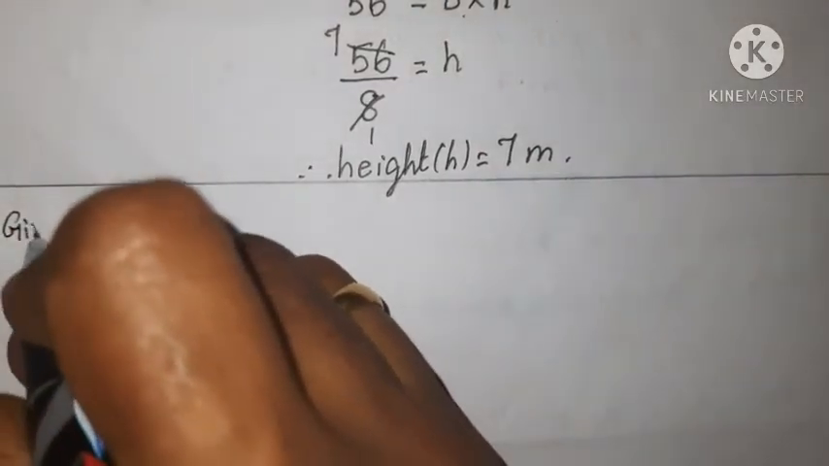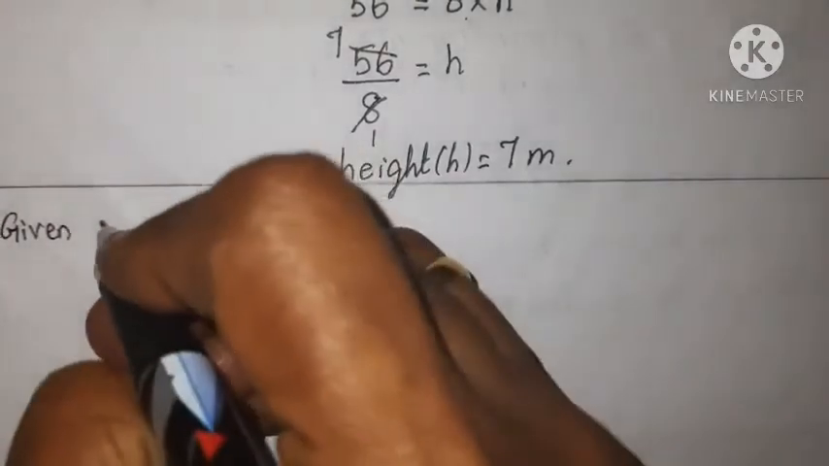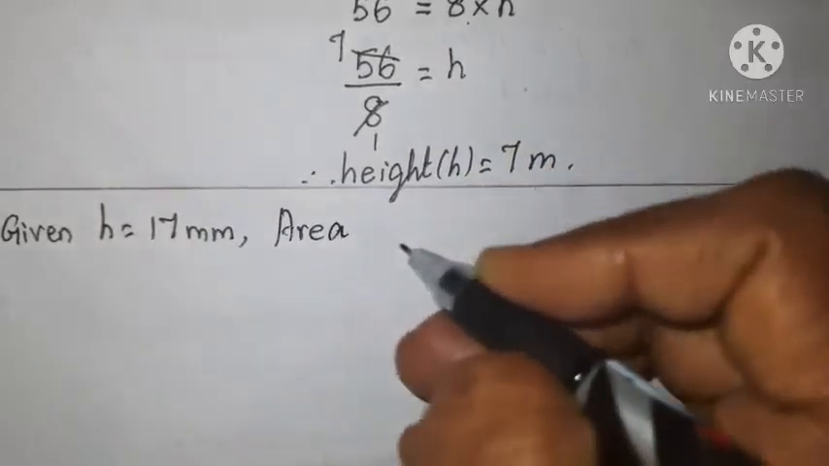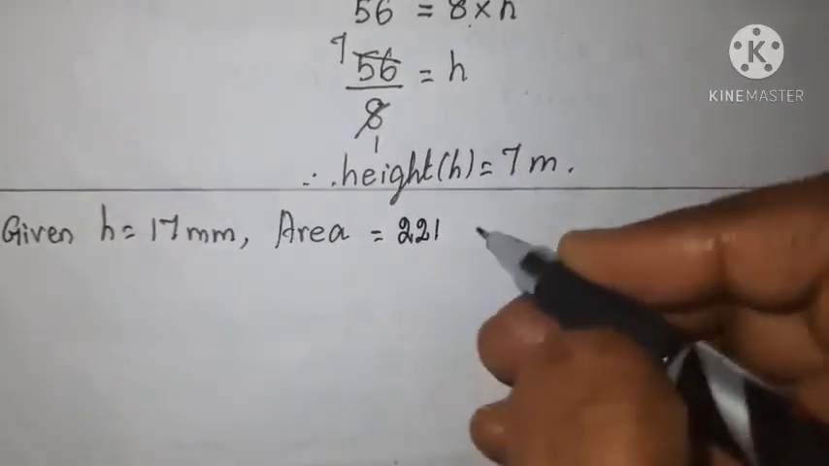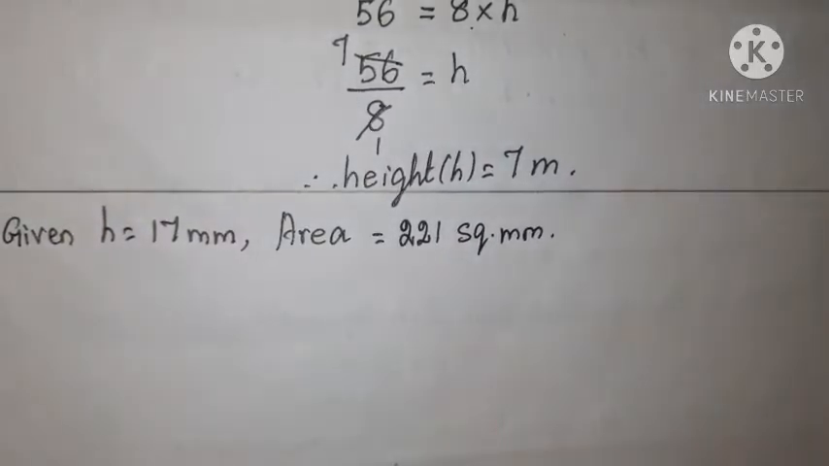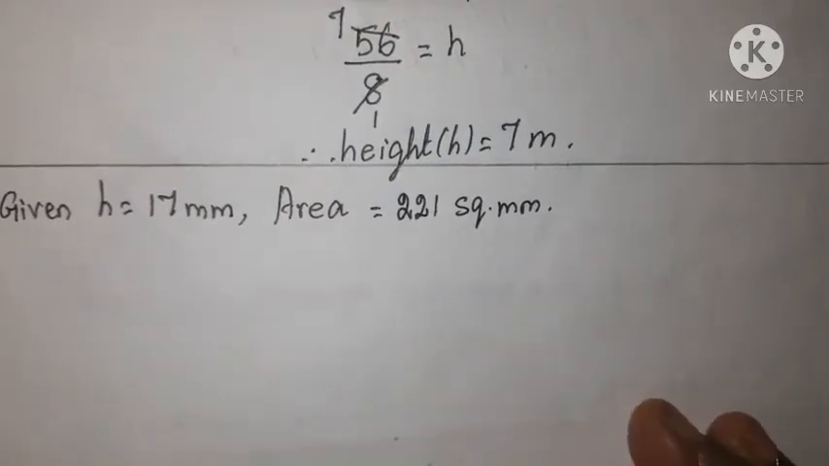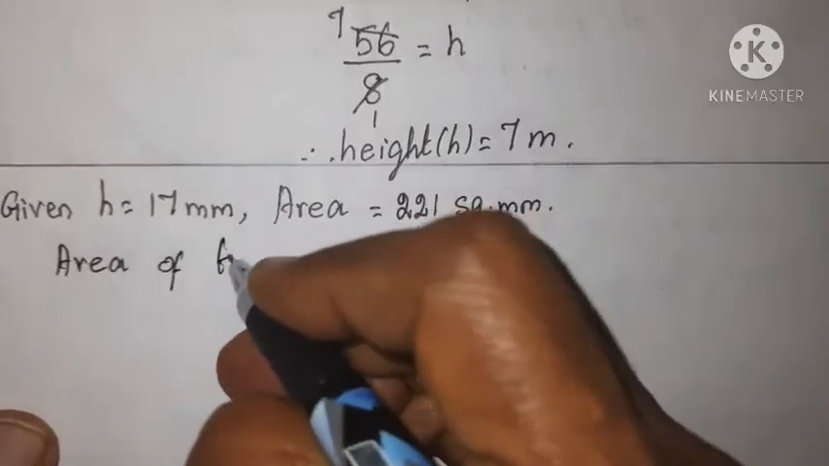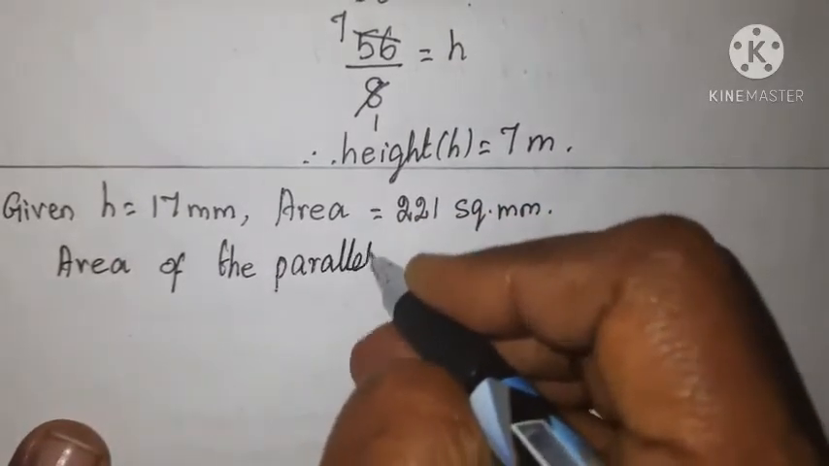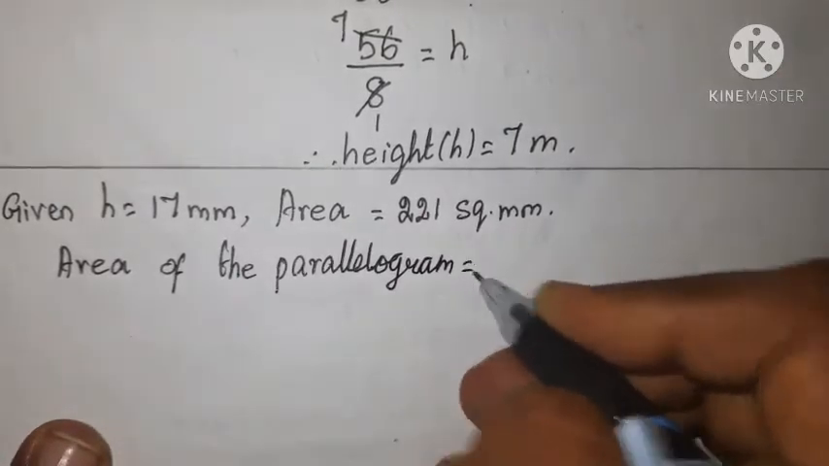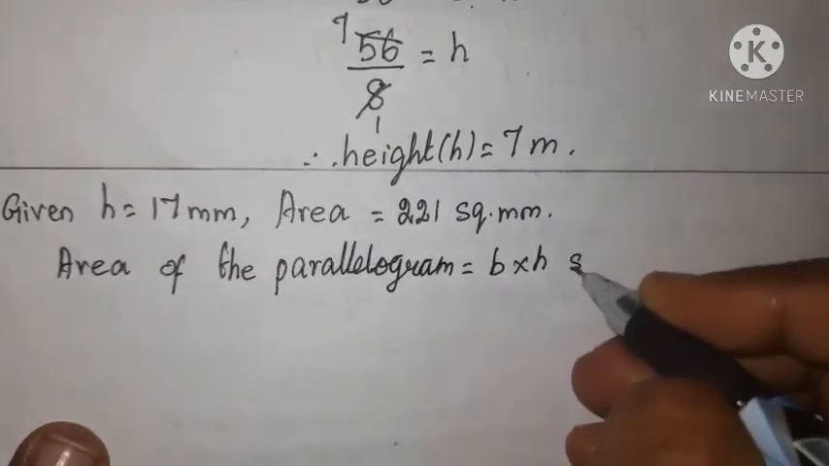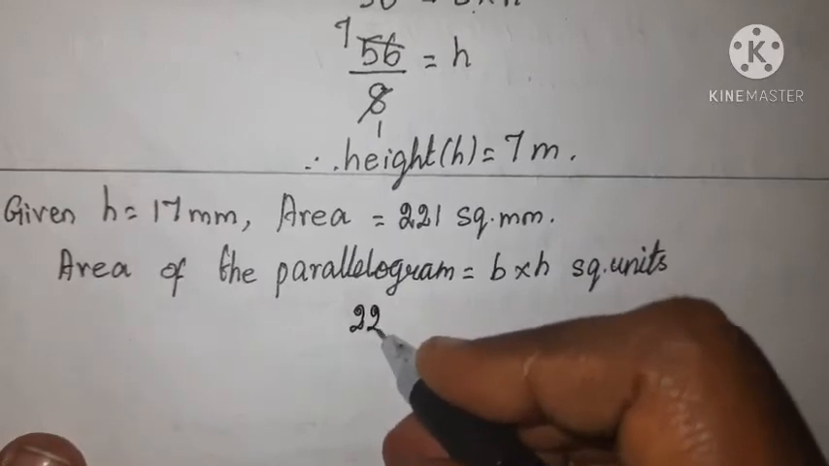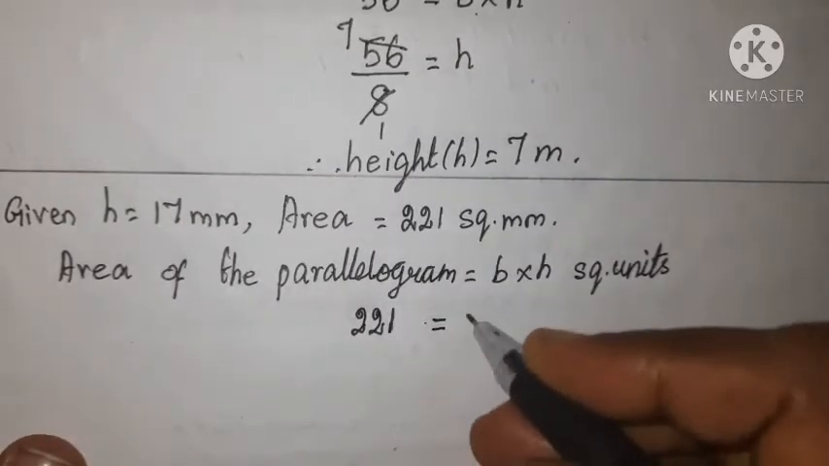Given height equal to 17 millimeter. Next, area equal to 221 square millimeter. Find the base of the parallelogram. So, area of the parallelogram equal to base into height, square units. Substitute the value. Area equal to 221 equal to B value.